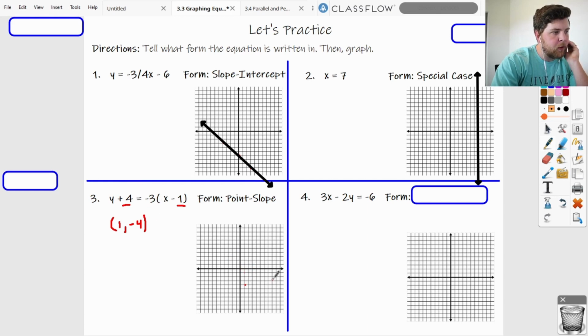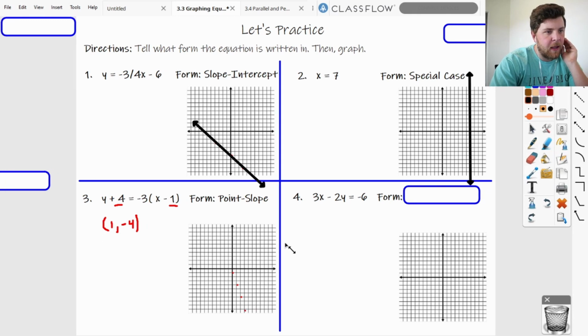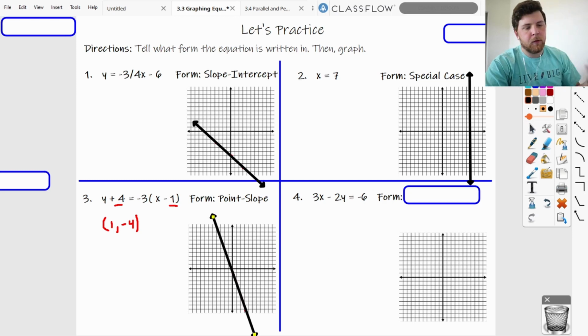What's my slope? Negative 3, so from that point I'll go down 3 over 1, or up 3 to the left 1. And I can connect those points. So that's what my graph would look like on that one.